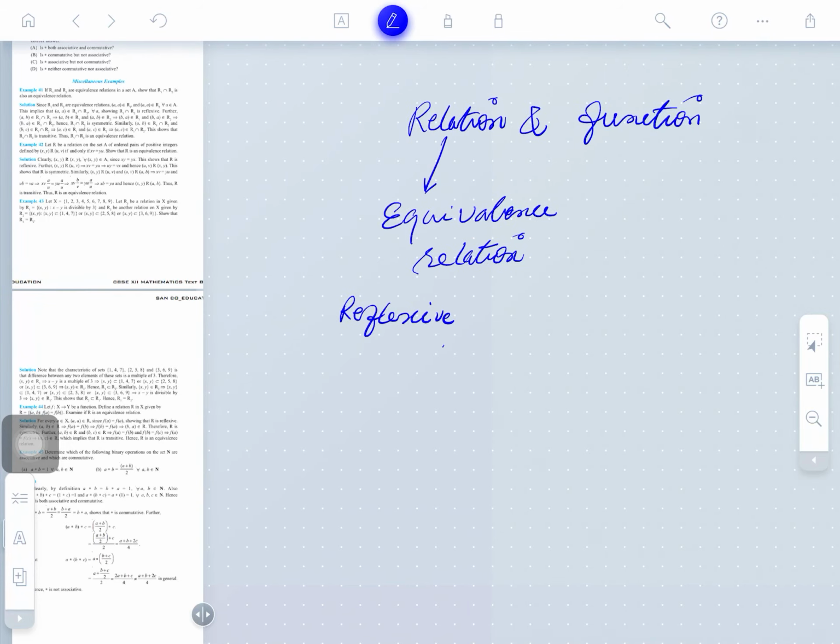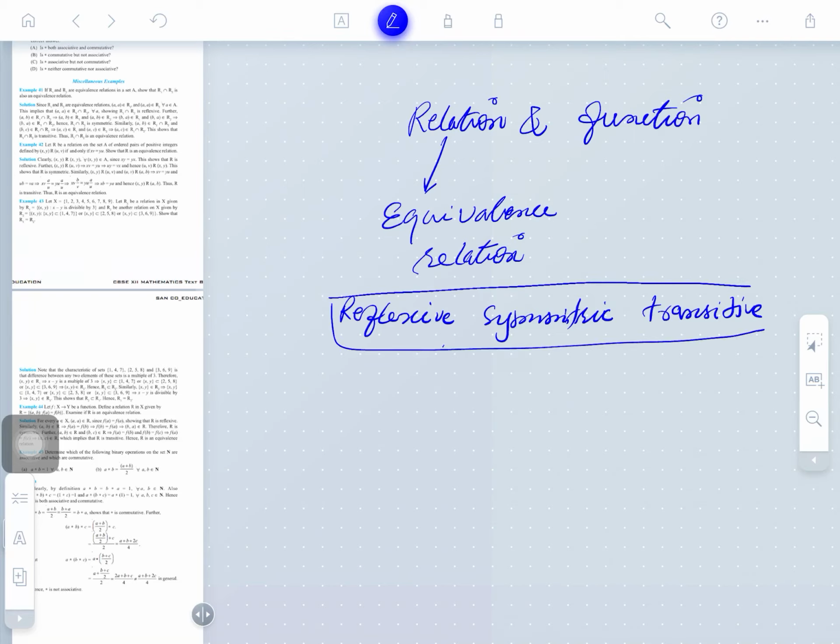Reflexive, symmetric, transitive. If a relation is all these three, okay, this will be an equivalence relation. And what is reflexive?